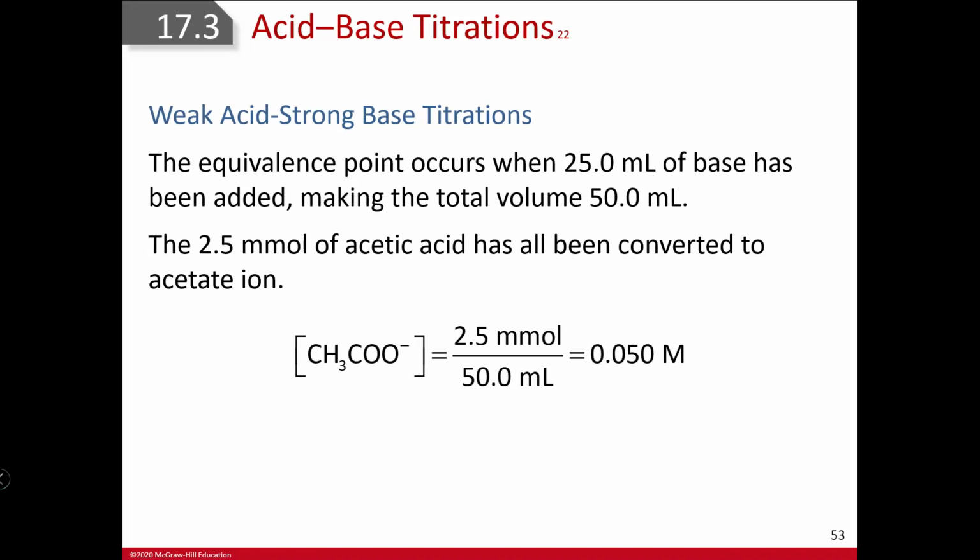So the amount of acetate ion you have formed is 2.5 millimoles, and the total volume now is 50 milliliters, because you've added 25 milliliters, the equivalence point. I guess you had 25 milliliters of acetic acid solution, not 10 like I said earlier. So if I take the moles of acetate ion at the equivalence point and divide by the total volume, I get the concentration of the acetate ion.